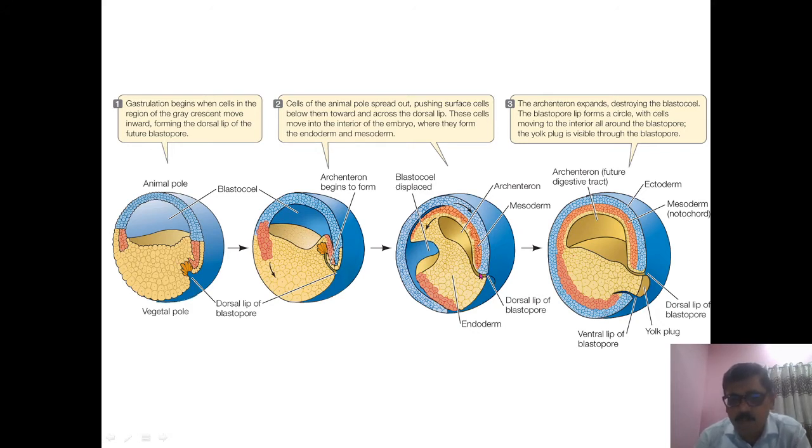As this inward movement of the cells occurs, this is the dorsal lip of the blastopore. The other lip, that is what?